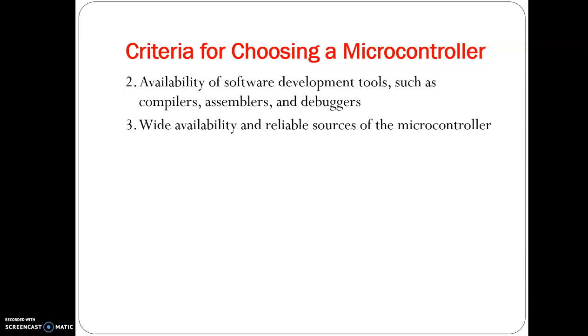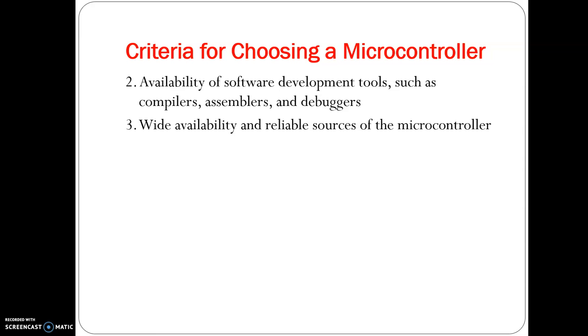We have seen the first two criteria. The first one was choosing a microcontroller which is going to be more effective in terms of cost, and it is going to be efficient also. The second criterion was availability of software and hardware development tools such as the assembler, debugger and emulator. But instead of these two, some designers may give more importance to the third criterion, and that is wide availability and a reliable source of the microcontroller.